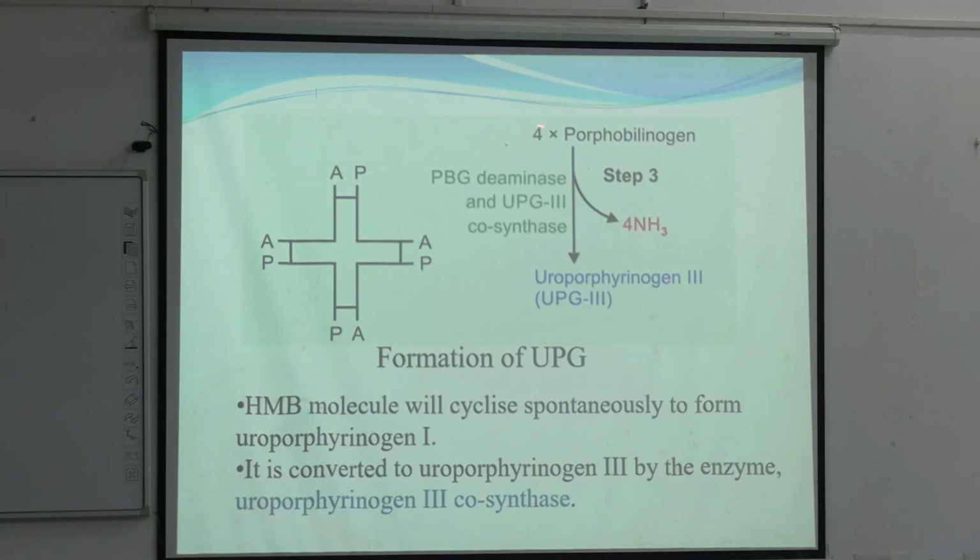So what happens? Porphobilinogen is converted to uroporphyrinogen 3. And what is the difference between 3 and 1? It is in the side groups, the symmetry and asymmetry of the side groups 7 and 8. So is it symmetrical? So this is UPG3, right? If it had been UPG1, it would be AP, not PA. Clear?